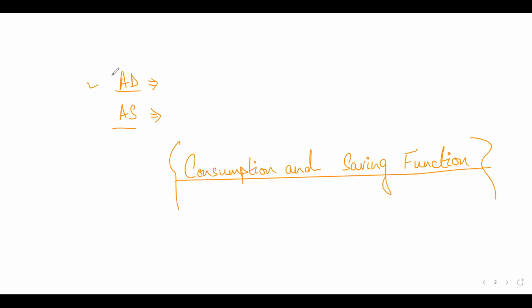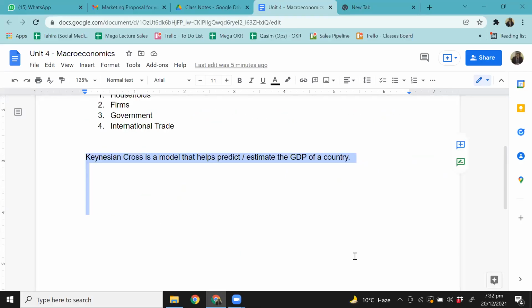But obviously, first things first. So let's talk about aggregate demand and aggregate supply. As I said, the Keynesian Cross is a model that estimates the GDP of a country. Now, what is aggregate demand? Have a look at this.